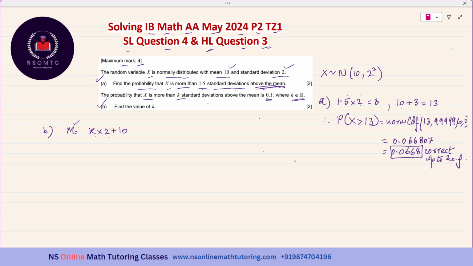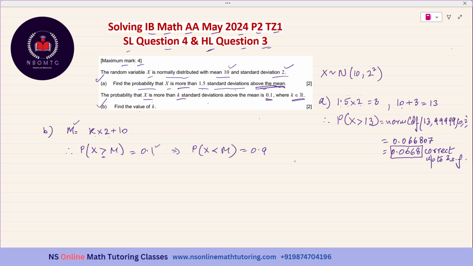And X is more than that. So therefore, P(X greater than m) is equal to 0.1. And whenever the probability is given, we use the inverse normal function. For using the inverse normal function, this should be less than; we cannot use the greater than function. So this can be converted to P(X less than m), because the total probability is 1. Greater than m is 0.1, therefore less than m should be equal to 0.9, because 0.9 plus 0.1 is 1.